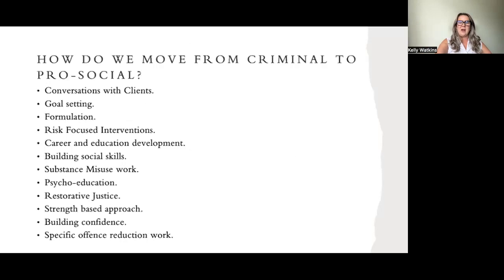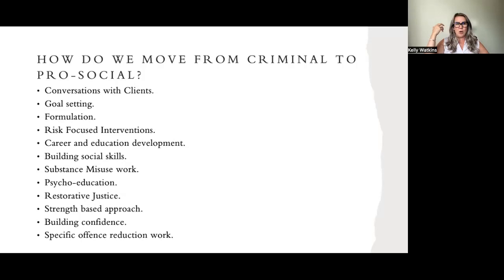So with that, it's thinking about, okay, so how do we move from criminal behaviour to pro-social behaviour? So to start off with open conversations, thinking about, again, those good lives, thinking about the risk, need, responsivity. What can we do, or what does this person actually want to change? So having that conversation can be really, really important to build up that rapport, but also to find out what it is someone actually wants.